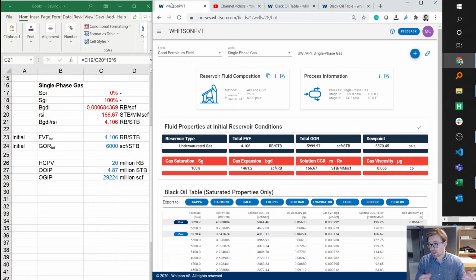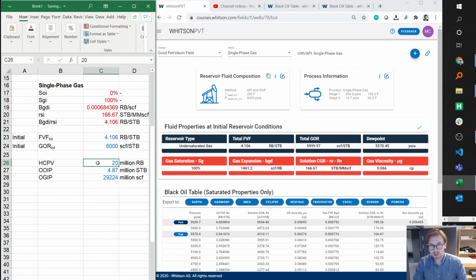And so this is a gas condensate case, but you can use these total formation volume factor and GOR exactly the same way as you would do for an oil case. So the hydrocarbon pore volume here is just 20 million barrels. The original oil in place is just the hydrocarbon pore volume divided by the formation volume factor provided and calculated here, the total one. And the original gas in place is just the GOR multiplied with the original oil in place. So it makes our life very simple.